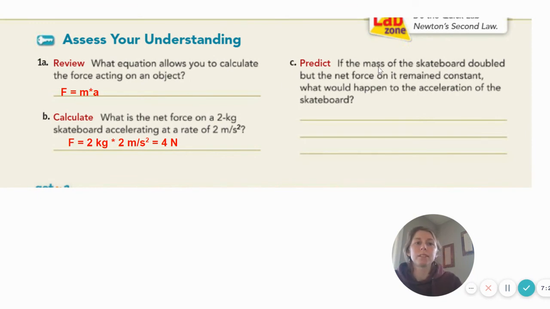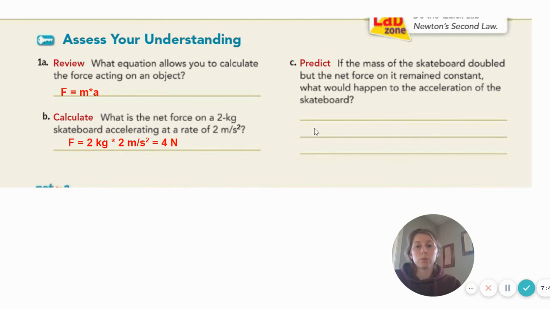So if the mass of the skateboard doubled, so it was 2 kilograms, now it's 4, but the net force remained constant, so we keep this 4 N. What would the acceleration be? We have to use our acceleration equation: acceleration equals force divided by mass.